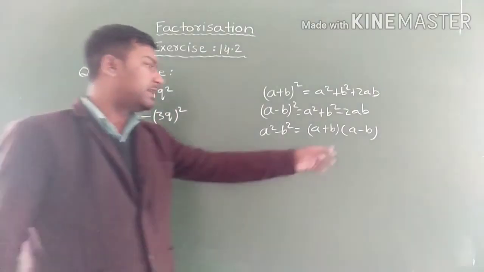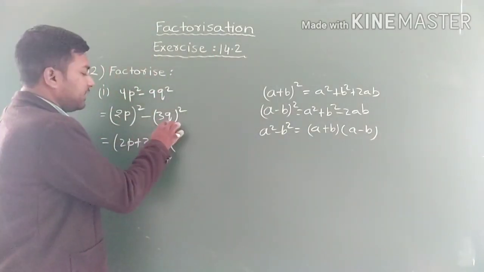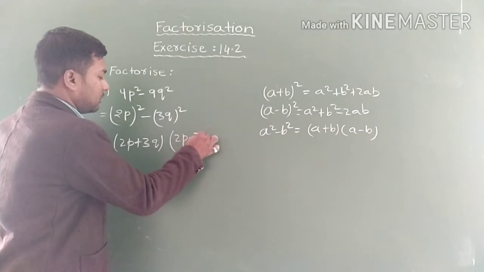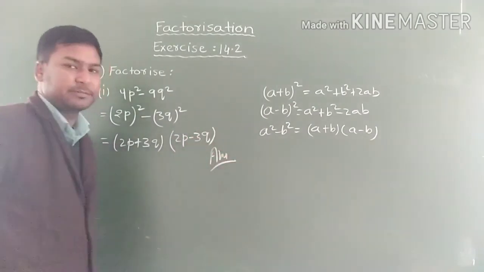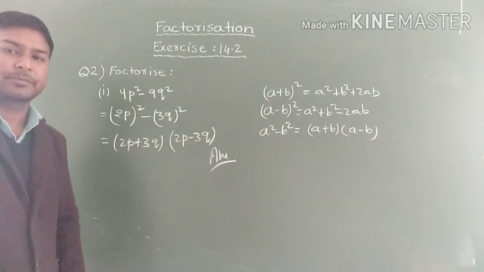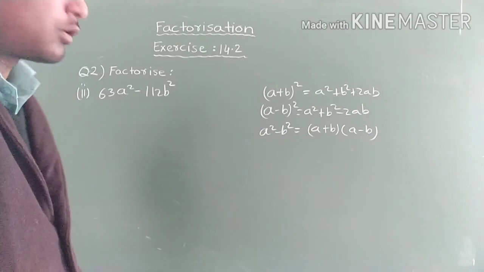And the second one is a minus b. So 2p minus 3q. Now it will be the answer. Okay. Now question number 2.